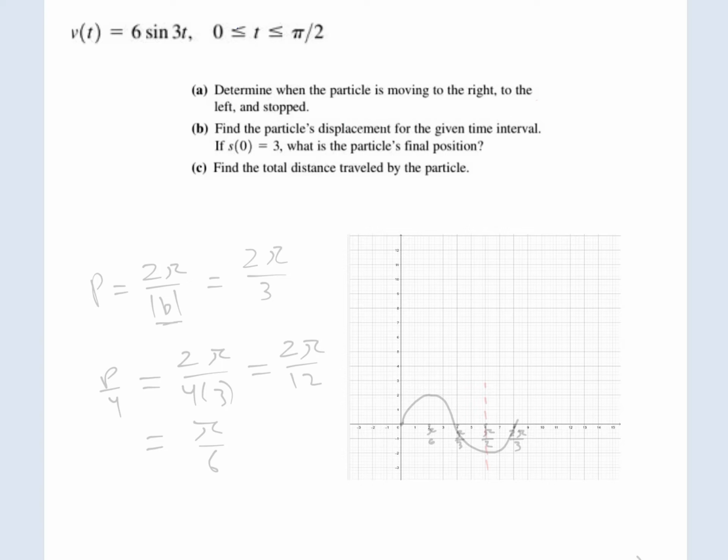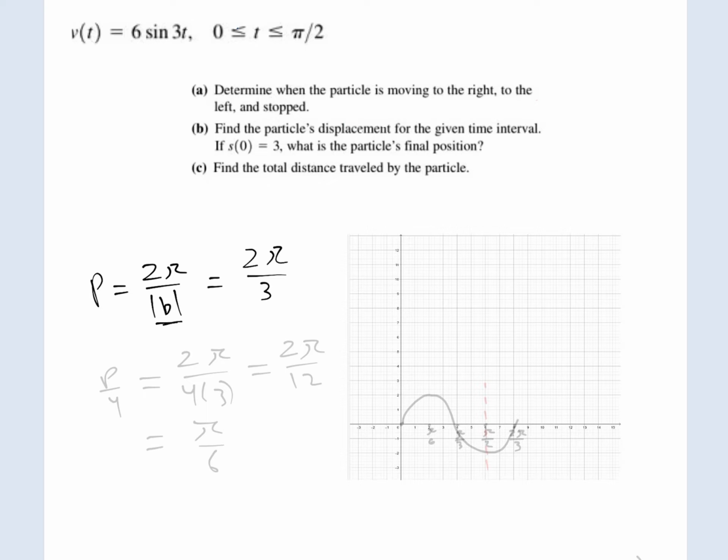I start by graphing the function to show how the particle moved during the time interval, and to make determining the answer easier. To start drawing the function, we have to find the period. The period is equal to 2 pi over the absolute value of p, and according to the function, p is equal to 3. So the period is equal to 2 pi over 3.